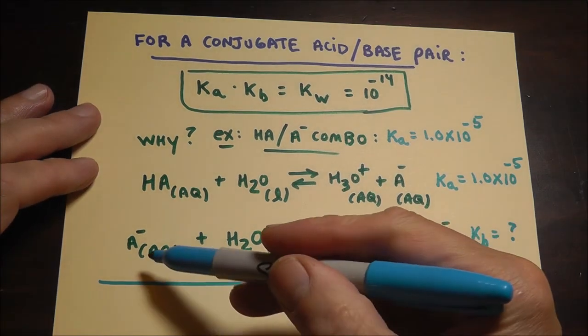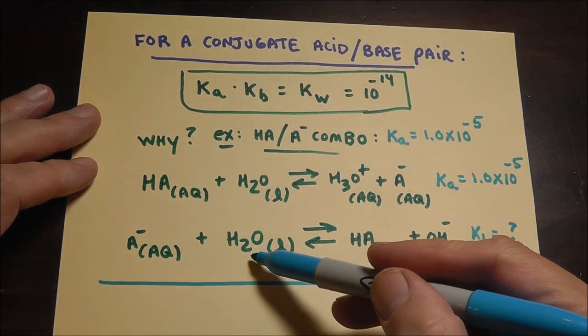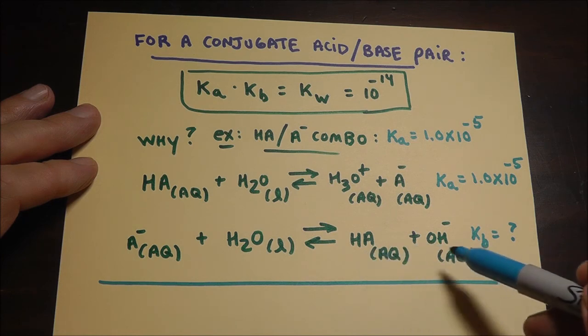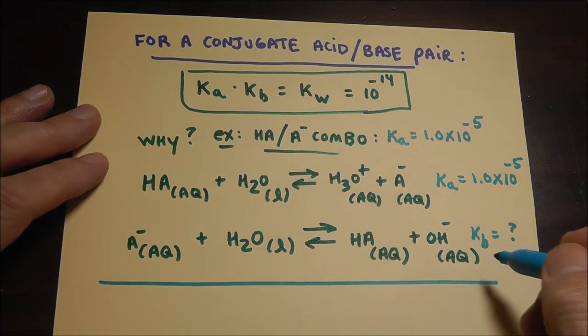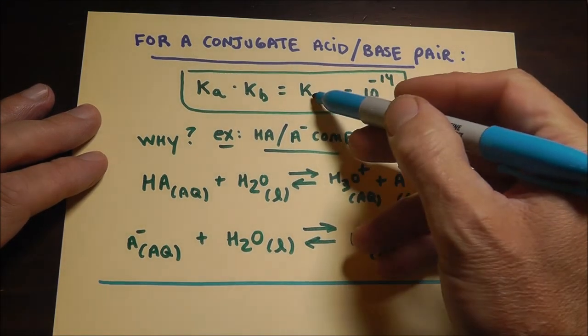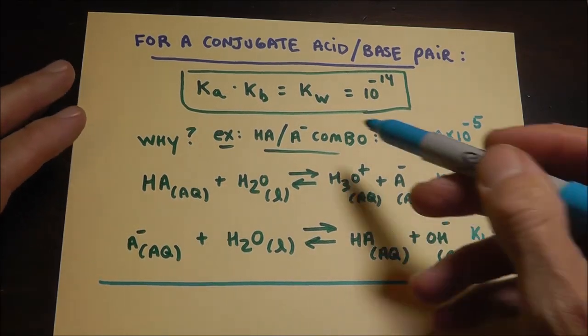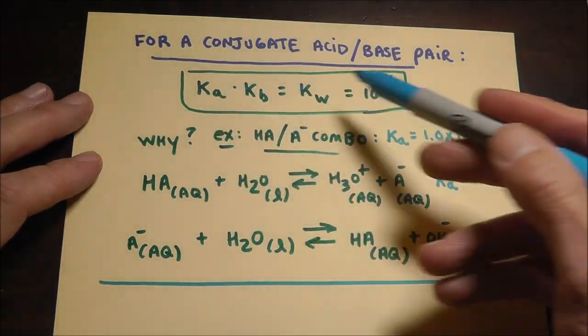Well, then we could write this. A minus plus H2O makes HA and OH minus. But we just don't know what its Kb is. Well, we would use this relationship. But why? I want to show you why the relationship exists.